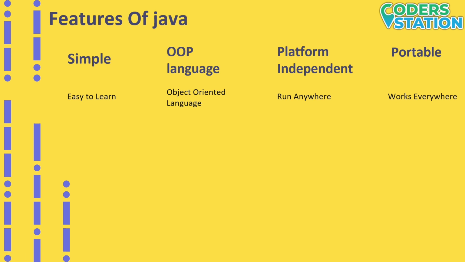So the next Java feature is robust. New programmers won't be familiar with what robust actually means. The Java programming language is robust, which means that it is capable of handling unexpected termination of a program.